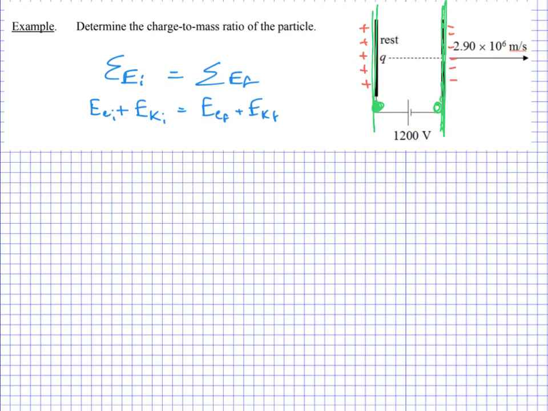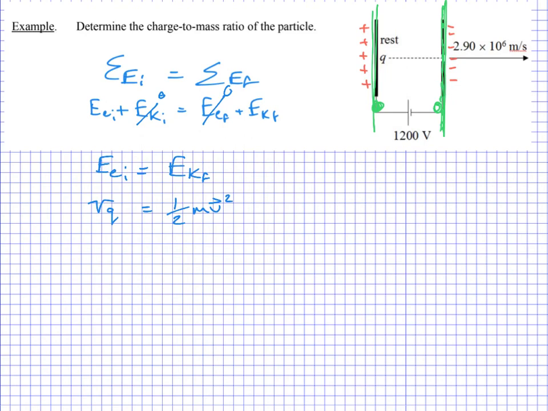So we can say that at the beginning, there is no kinetic energy, and at the end, there is no electrical energy. So we're left with a statement that says the electrical energy, the potential electrical energy, is going to be equal to the kinetic energy. Okay, and that's going to be the final, and that's going to be the initial. So what do we know about both of these? Well, hopefully we've got this etched into our memories by now. This is half mv squared, and the potential electrical energy is VQ.